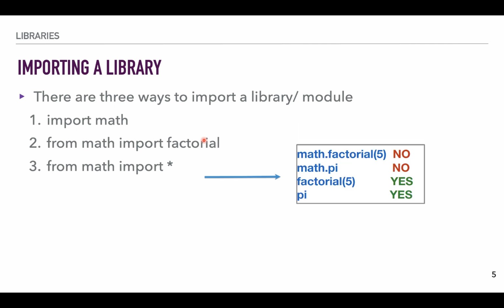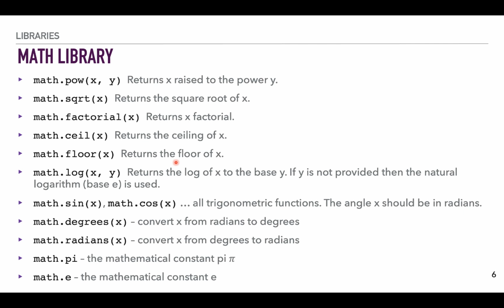function. In this case, you would write from library name import operation name. The third syntax is used when you need to use several operations. Then it makes more sense to load the whole library: from library name import star, which means everything. Note in this syntax, you can't use the library name as a prefix. Here are some of the operations that you can find in the math library.